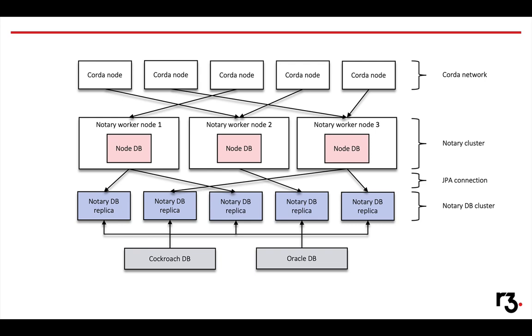Sure. So a notary is a very important part of a Corda network. A notary is how we detect and prevent double spends from occurring. So that means that if there is a state that has been used in a transaction before, the notary is the part of the network that prevents that state from being used in a different transaction later on.